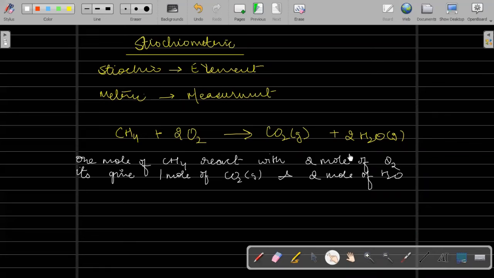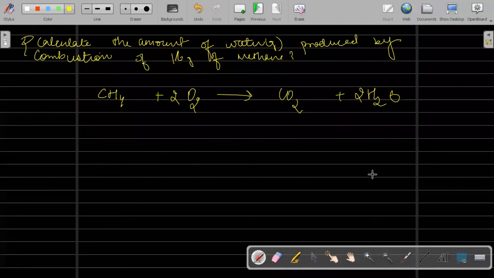So how to implement this concept? I'm going to solve a question. Is the reaction balanced or not? It is balanced. So calculate the amount of water produced when it uses 16 gram of methane. Consider your 16 gram and the amount of water produced. This is your question. How to calculate?